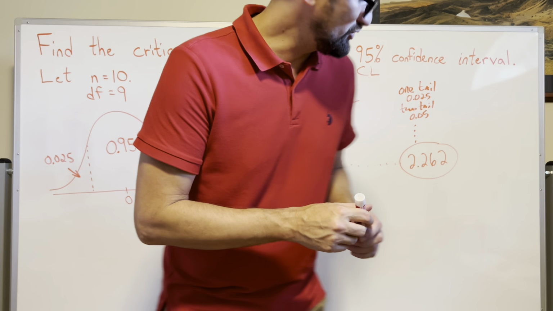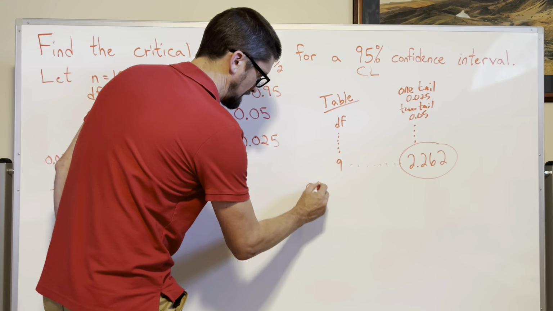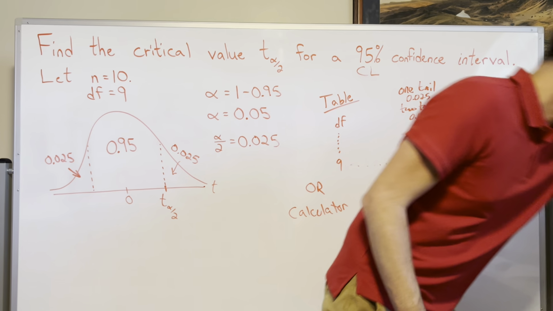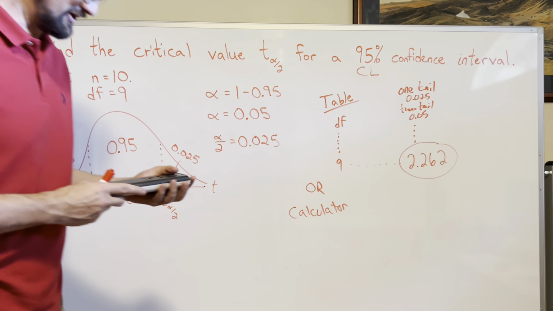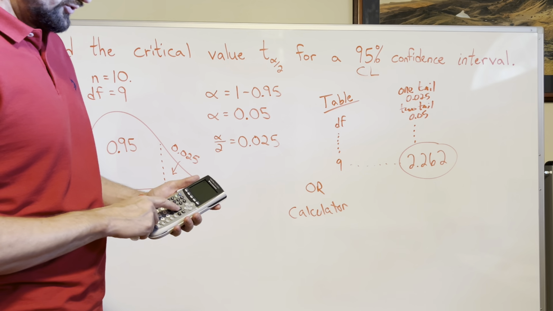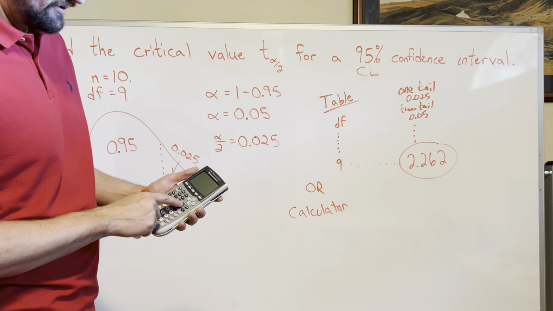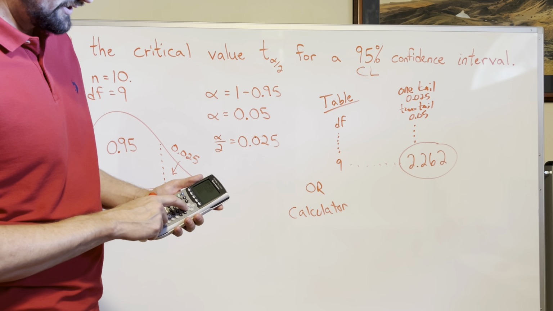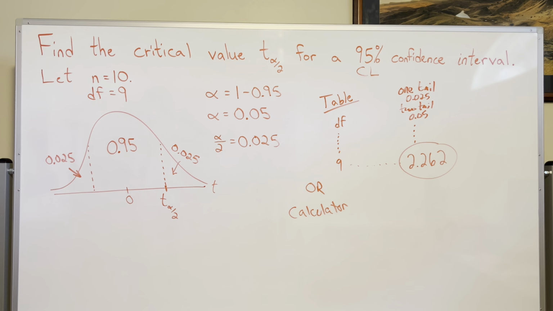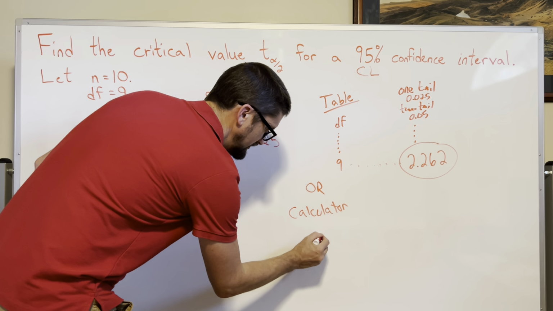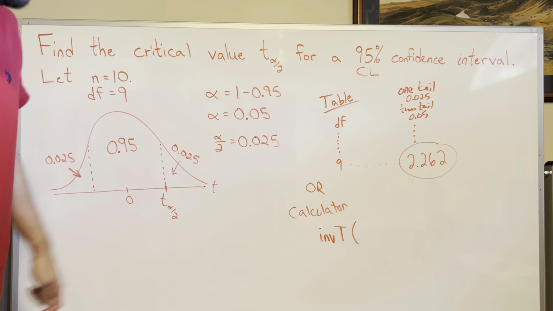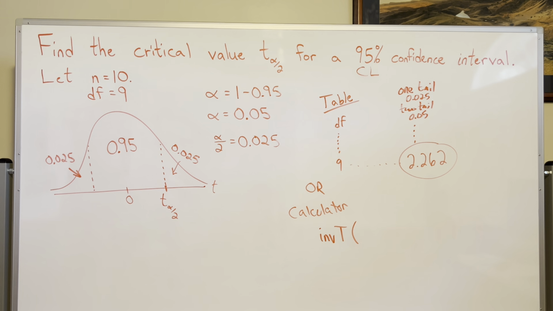Now, another way you can do it is use the calculator. You need to have a calculator that can do distributions. I'm going to go to the distribution screen. I got to hit second, and this to get to the distributions. And if your calculator has the operation invT, inverse t, then you can do this with a calculator. Not all calculators have it. So I'm going to hit inverse t.